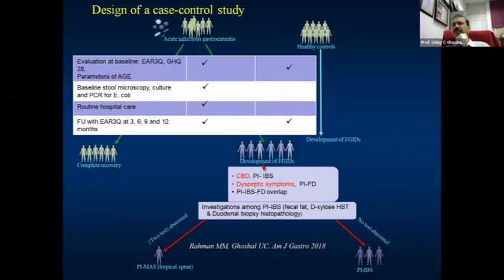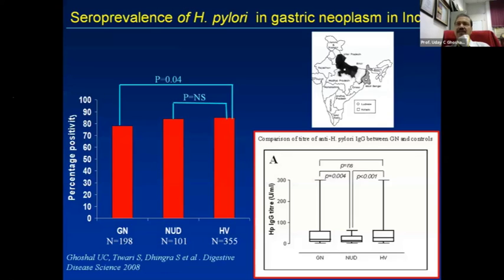Let us take this example here. This is an example of cohort study. But before that, let me come here. This is a study that we did. We took actually 198 patients of stomach cancer. We took 101 patients of dyspepsia, which is another group of control. We took 355 healthy subjects and looked at their H. pylori, and we found there is no statistically significant difference. And therefore, we concluded H. pylori may not be associated with stomach cancer in Indian population.